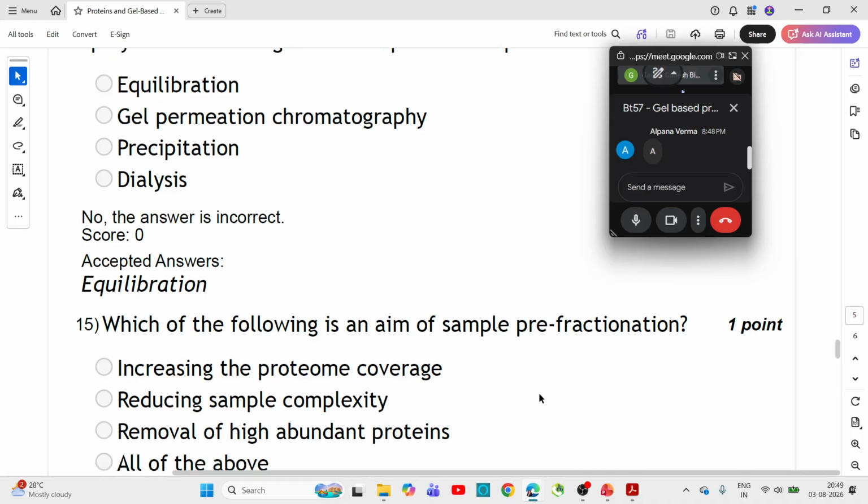Which of the following is an aim of sample pre-fractionation? Pre-fractionation, why it is done? What's the aim of pre-fractionation? Increasing the proteome coverage, reducing sample complexity, removal of high abundant proteins, or all of the above.